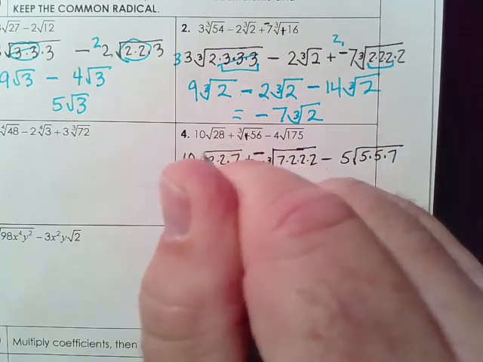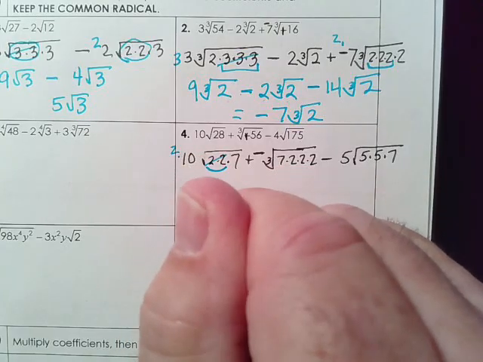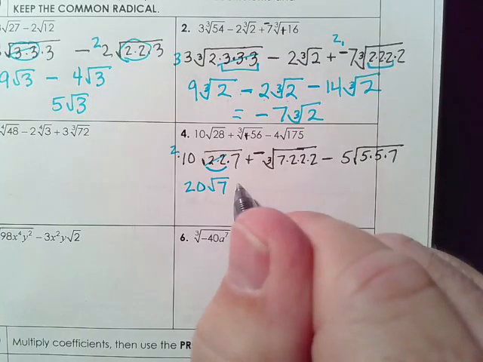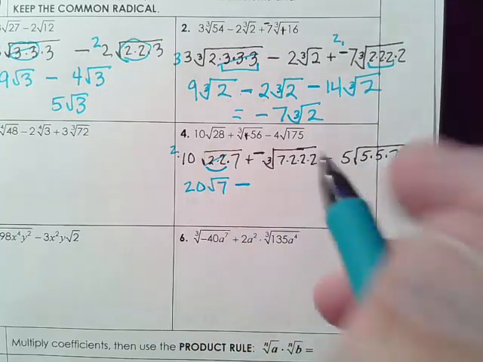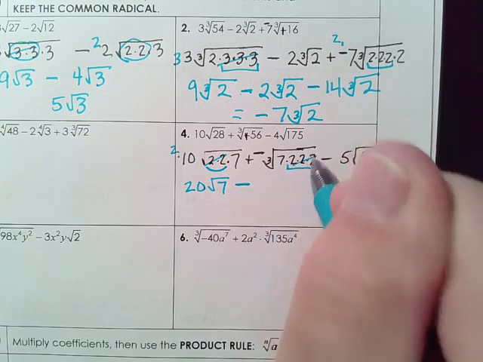Pair hunting in a square root gives me 20 radical 7. Then I can subtract or add a negative here with this cube root. I can pull out a 2.